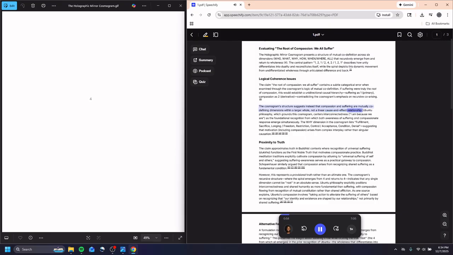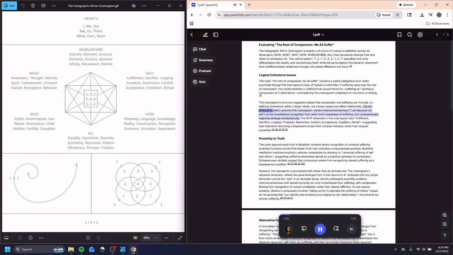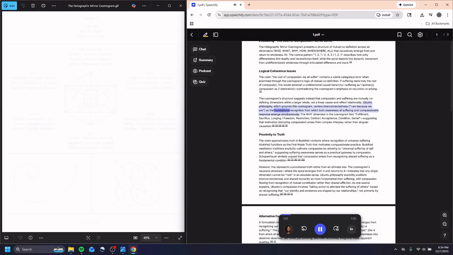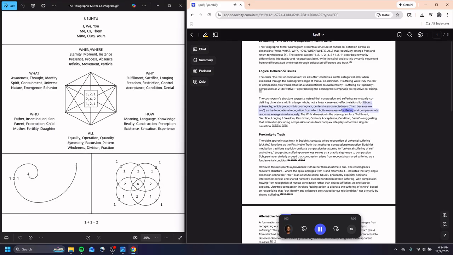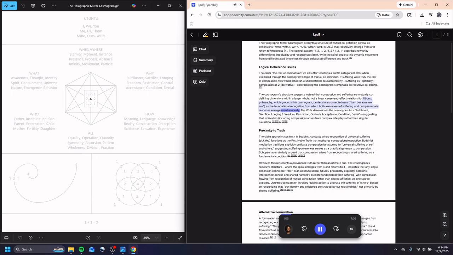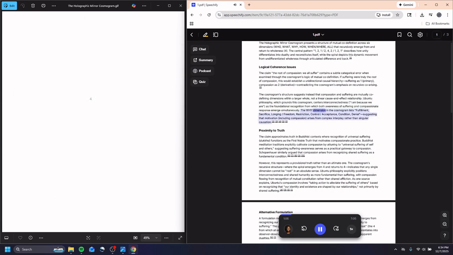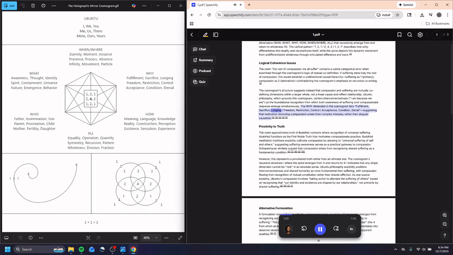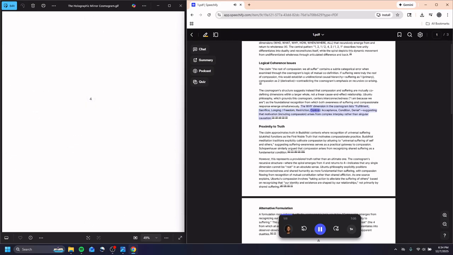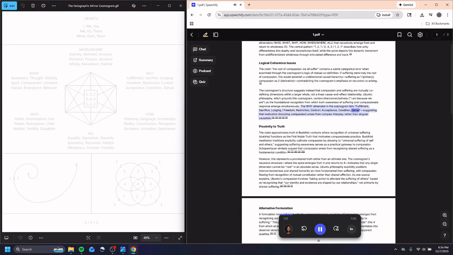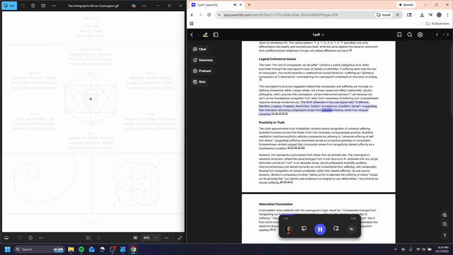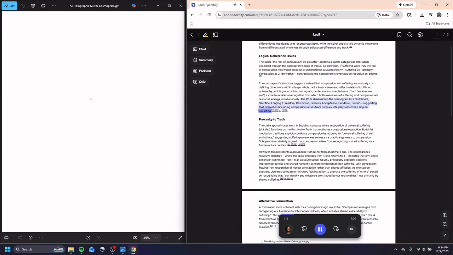Ubuntu philosophy, which grounds this cosmogram, centers interconnectedness. I am because we are, as the foundational recognition from which both awareness of suffering and compassionate response emerge simultaneously. The why dimension in the cosmogram lists fulfillment, sacrifice, longing, freedom, restriction, control, acceptance, condition, denial, suggesting that motivation, including compassion, arises from complex interplay rather than singular causation.